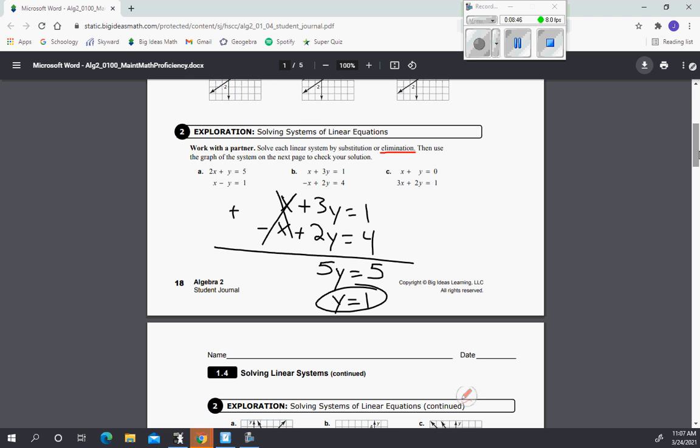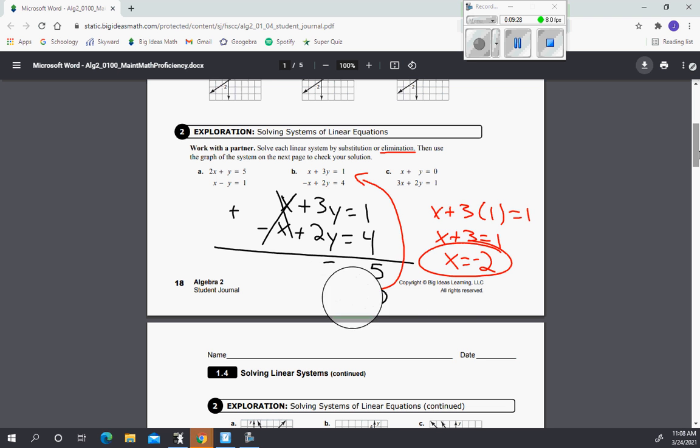Now, we're just going to take this and plug it into one of these equations up here. One of these two. I don't care which one. I'm going to choose the top one. x plus 3y, or 3 times 1, equals 1. So x plus 3 equals 1. Subtract 3, we get x equals negative 2, which is exactly what we should have. Negative 2, 1.